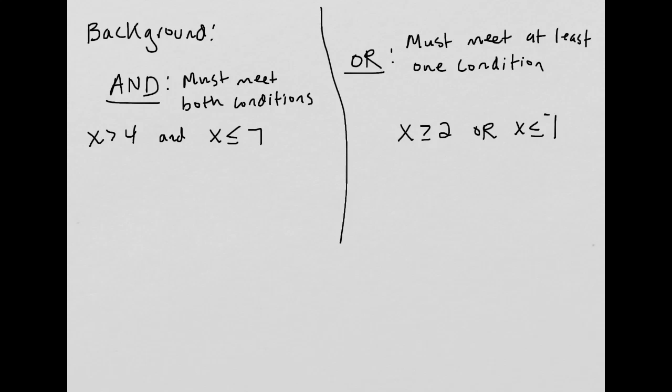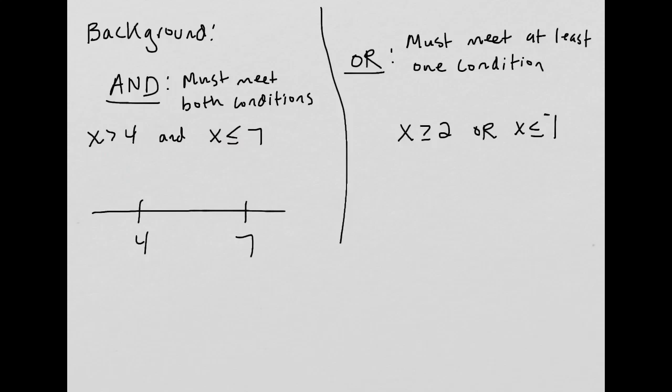So and means that both conditions must be met. So if we look at this first example, x is greater than 4 and x is less than or equal to 7, really what we're looking for are the numbers that satisfy both inequalities. In other words, which numbers are both greater than 4 and at the same time less than or equal to 7. So to find those numbers, let's graph out each inequality separately.